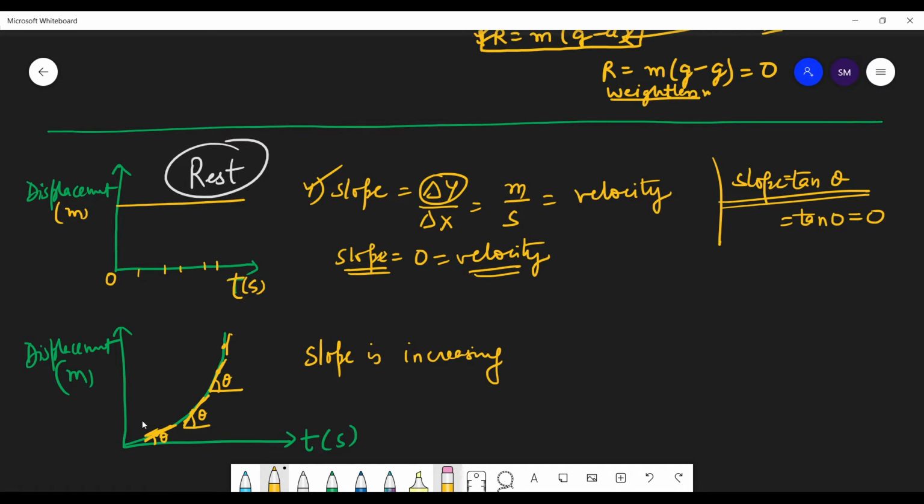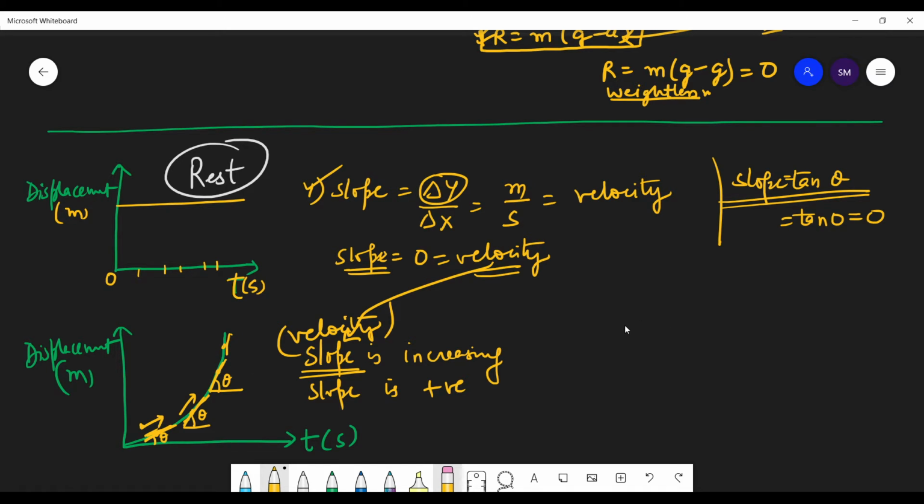If you ride a bicycle, suppose from here, the bicycle is going up. So slope is positive, and slope is increasing. What is the slope of a displacement-time graph? Slope is nothing but velocity. So whether you write the word slope or velocity, that is the same thing, right? So it means the velocity is increasing.